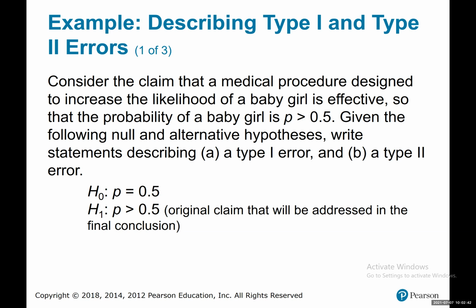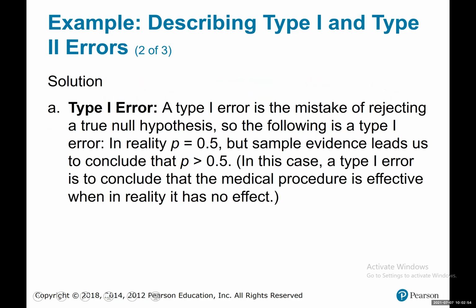So, probability of baby girl greater than 0.5. So type 1 error is when you reject a null. Type 2 error is when you fail to reject a null. So please continue reading type 1 error. I want you to be familiar with what they are. So please go ahead.